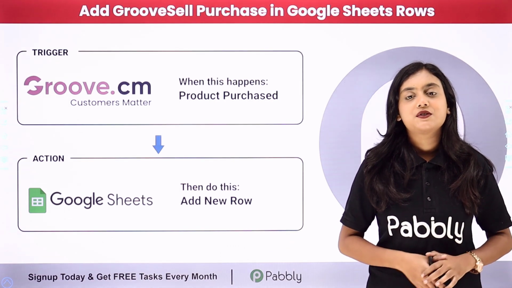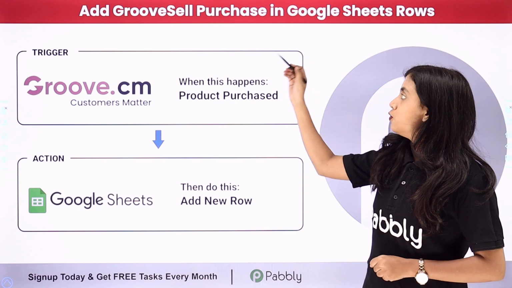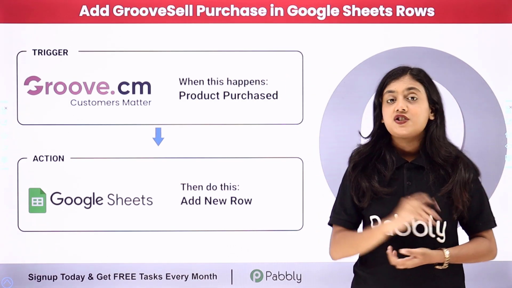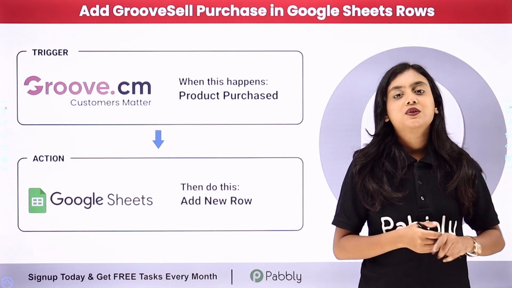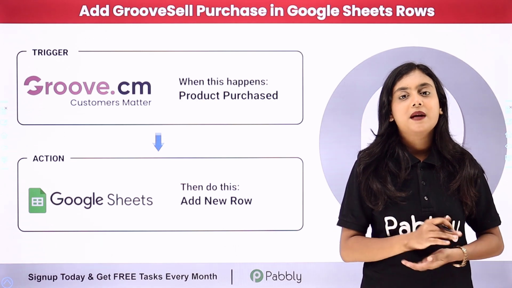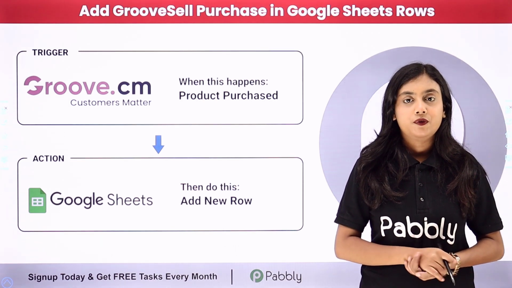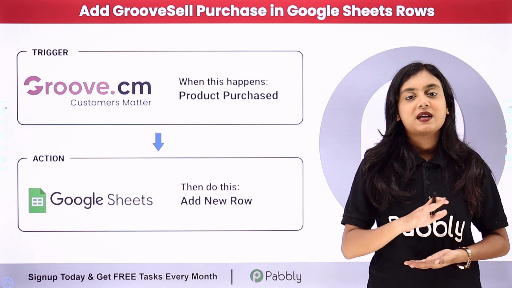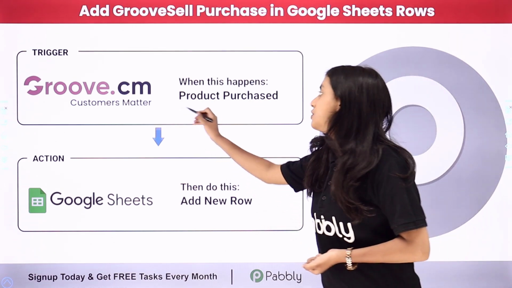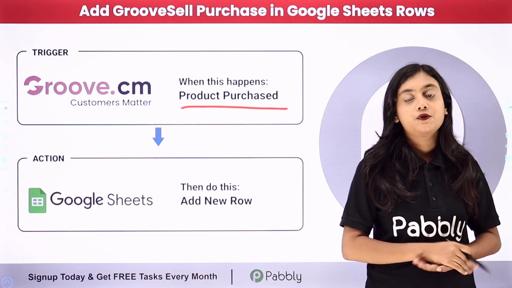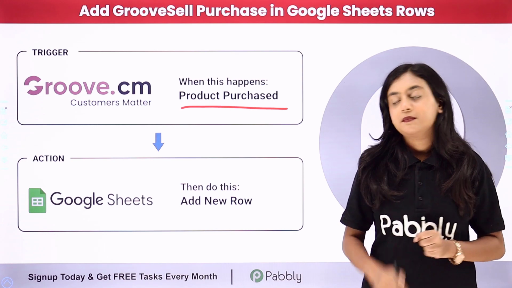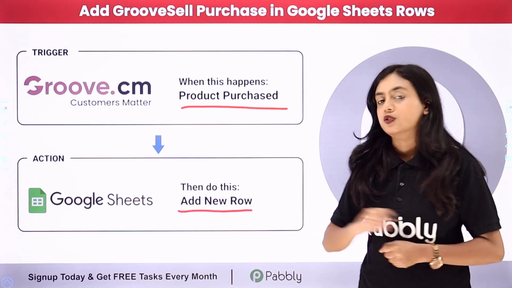In this video, we're going to learn how to add GrooveSell purchase in Google Sheets row. So I am an owner of a business and I'm selling my products with the help of Groove. So my objective is that as soon as any of my customers purchase a product with the help of Groove, automatically the data of that purchase should be added in my Google Sheets.